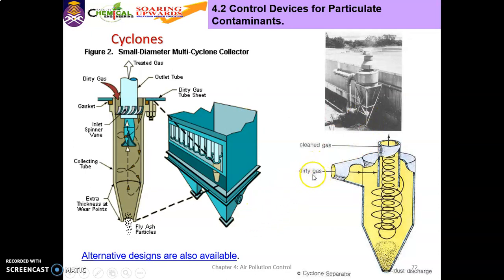As you can see, the dirty gas will come in at the bottom, in the middle, and then clean gas will go out at the top. This is the centrifugal force, the swirling gases. So all the particles will be thrown to the walls and can then be collected at the dust discharge. Once they hit the wall, they will fall down, and the cleaner air will go out at the top.